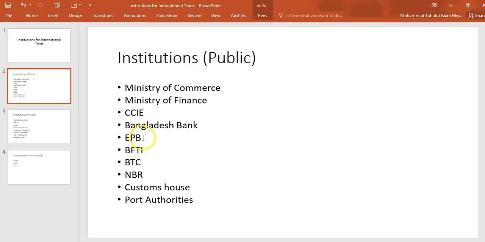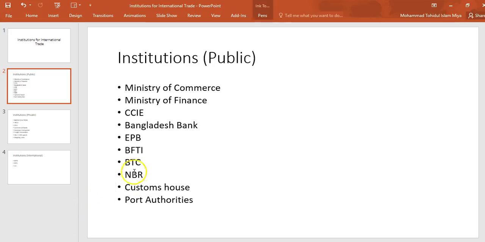And then here is EPB, which stands for Export Promotion Bureau. Export Promotion Bureau is one of the agencies established by the Bangladesh government to promote and facilitate export business from Bangladesh. The next institute is BFTI, which stands for Bangladesh Foreign Trade Institute. This institute is also established by the Bangladesh government, but it's an autonomous body. That means they can arrange their own procedures and set their own business rules on how they will conduct and govern themselves. BFTI is particularly more involved with research and training for importers and exporters.